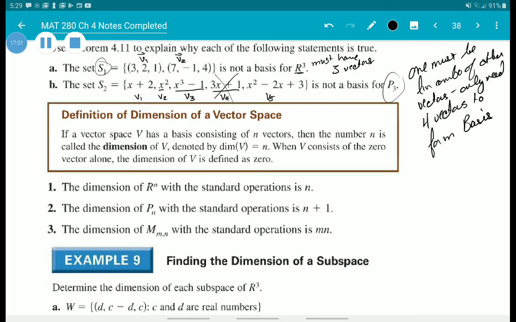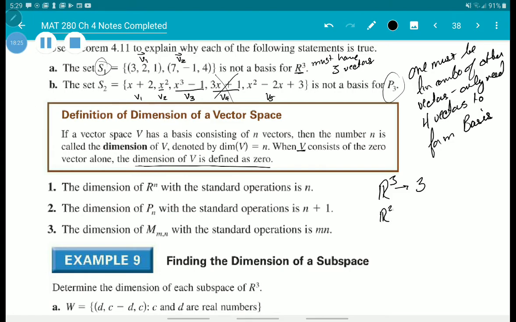The next thing we need to talk about is the definition of a dimension. And the dimension is really how many vectors you have to form a basis for that vector space. Now, the special vector space that consists of just the 0 vector, the dimension of that is defined to be 0. So if we're talking about the dimension for R3, we've talked about R3 a lot in the last few. The dimension of R3 is going to be 3 because you have to have 3 vectors to span.